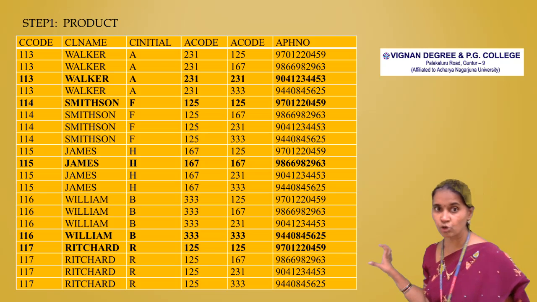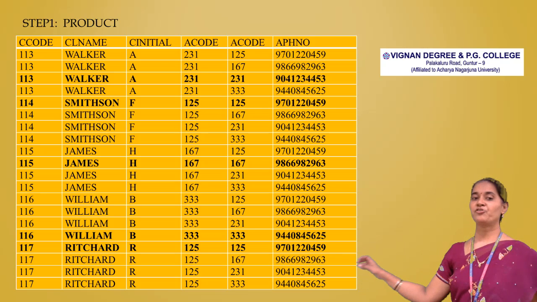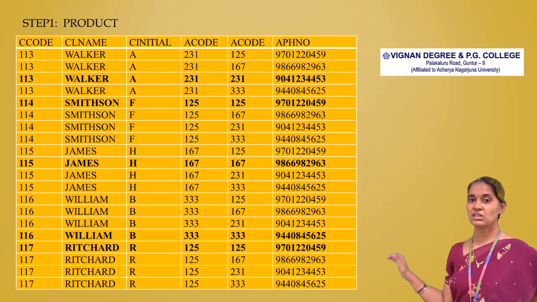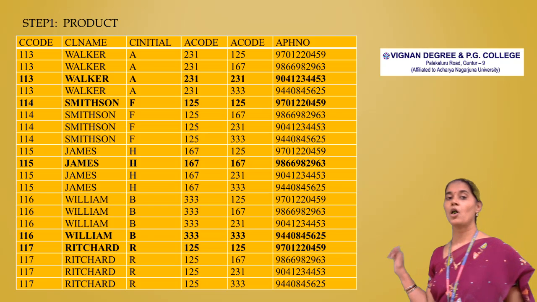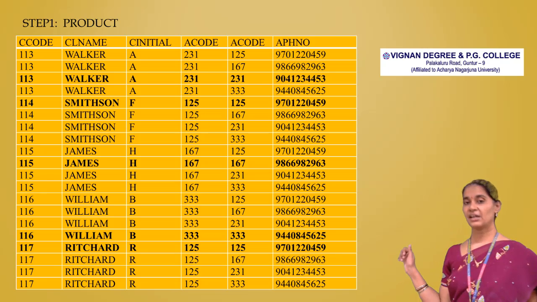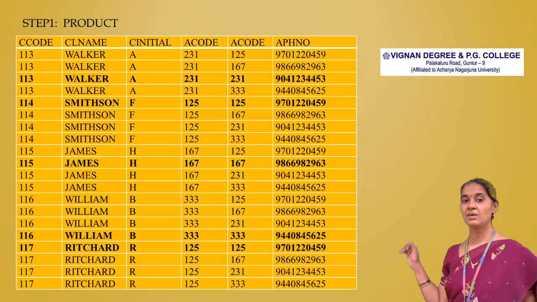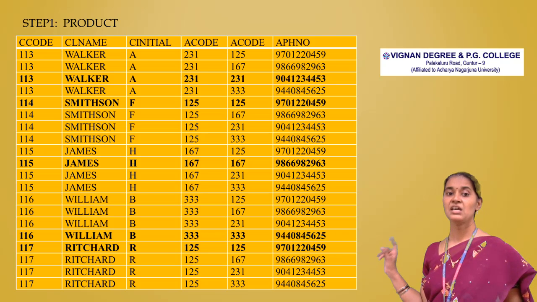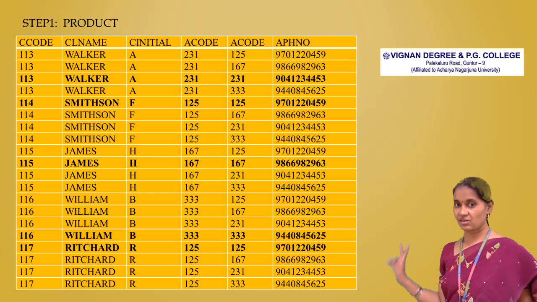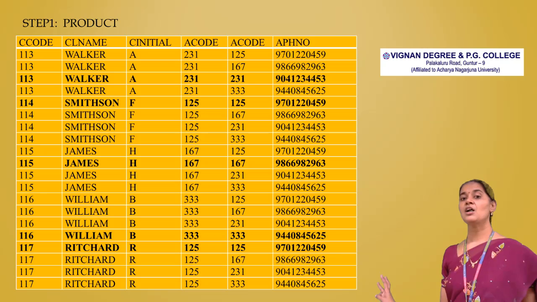After that, what do I do? In the third step, I perform the project operation, in which I am going to remove or eliminate one duplicate column, A code. So here we perform three major steps to be remembered for natural join. First one is product, second one is select, third one is project. Let us now see how to do this.